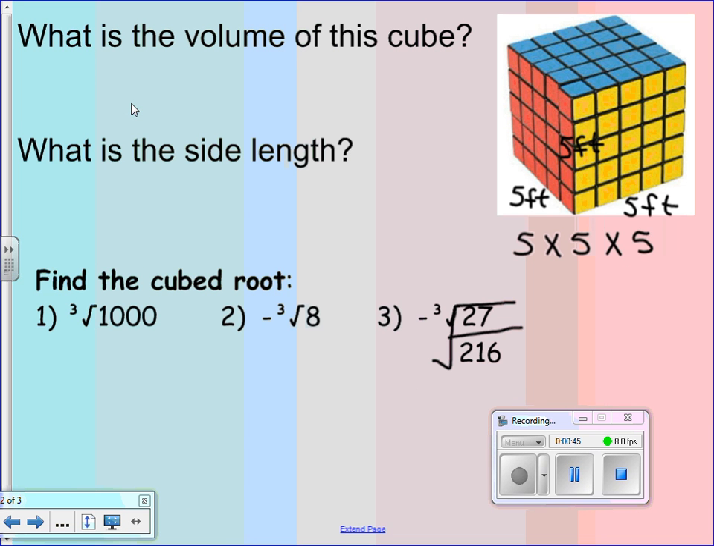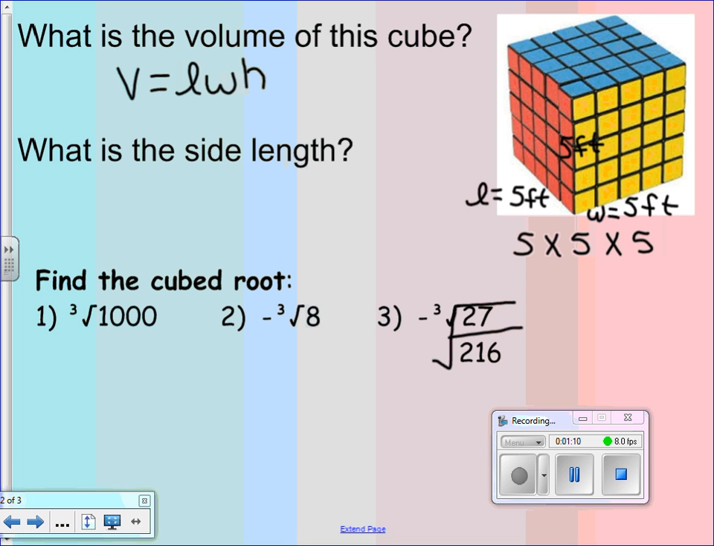What is the volume of this cube? So this is our real life application of this problem. The formula for volume is equal to length times width times height. So as I'm looking at this cube, it is a 5 by 5 by 5. So we have the length is 5. We have the width is 5.